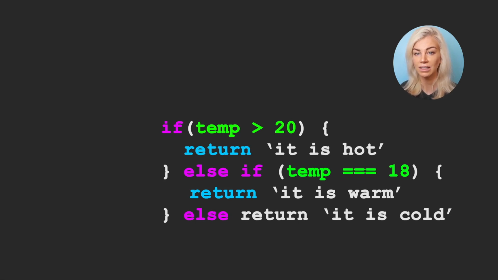If the temperature is deeply equal to, indicated by these three equal signs, that is deeply equal to 18, then we return it is warm. And of course, if it is not, then this statement is also false and we return it is cold. So let's go back to what we want to happen in our if statement.